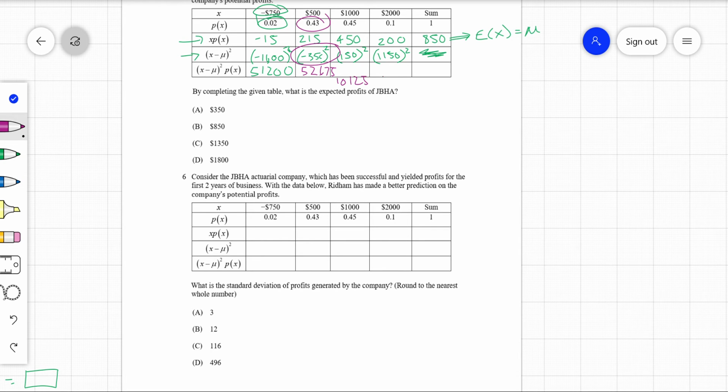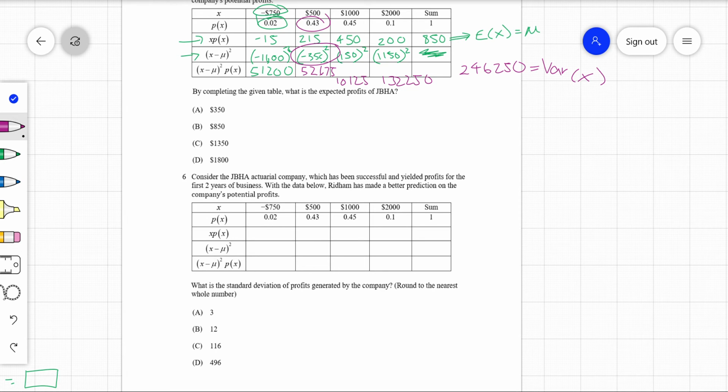10125 and 132250. Now when I sum that up, I get 246250. Now remember, this is not E of X squared. If you look at your formula sheet, this is your variance formula. So this is giving me the variance. So that's my Var X.